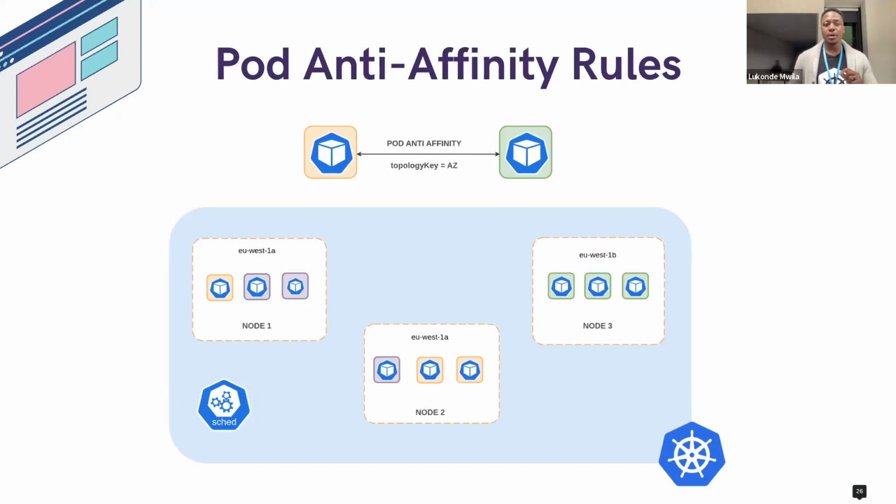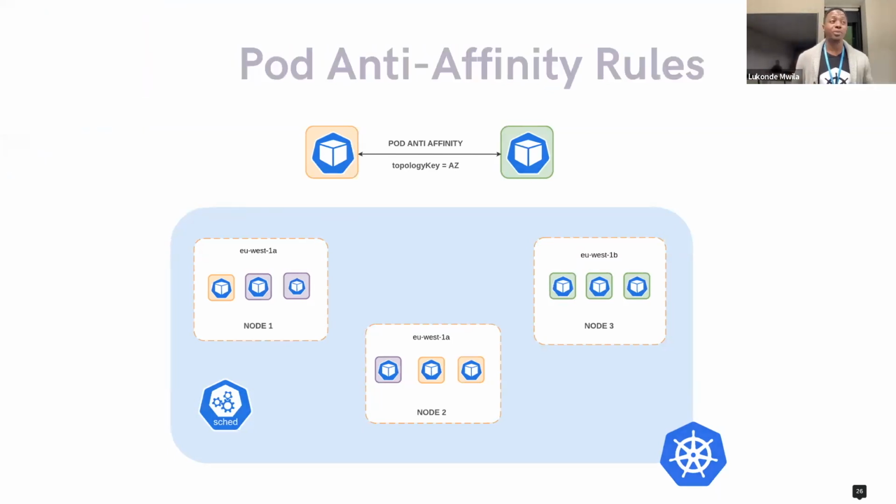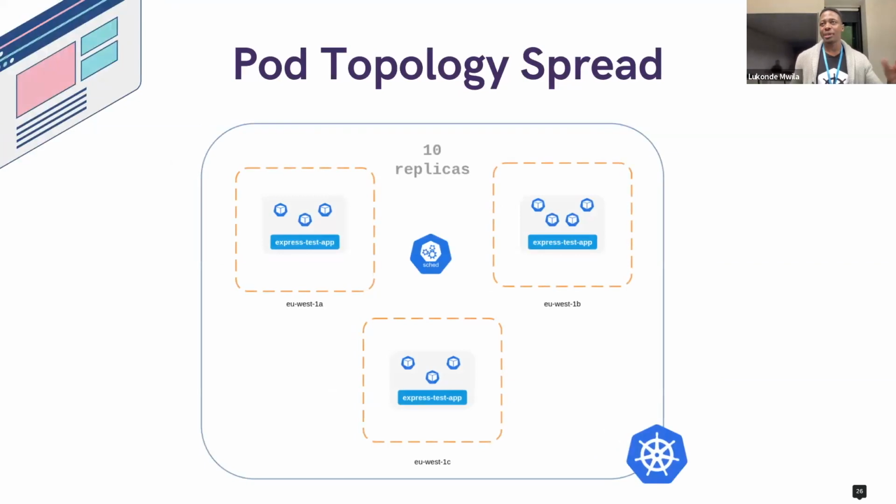Now, there is a constraint with anti-affinity rules. The fact that the pods are repelling each other means that you could easily end up with one replica on a node or one replica in an AZ altogether, which isn't great for resilience, because if anything happens to that replica, then you've got your applications essentially down in that particular zone. So there's also pod topology spread constraints.